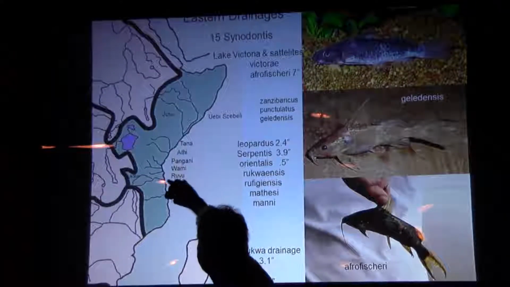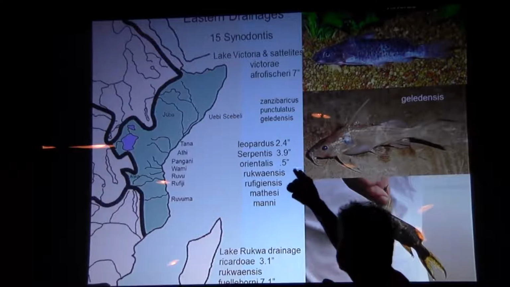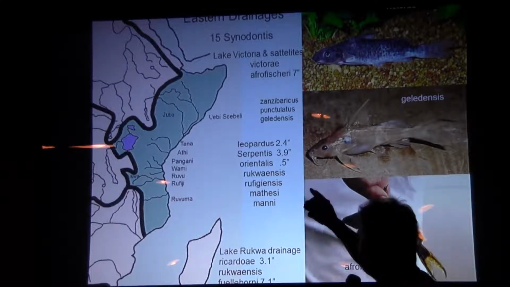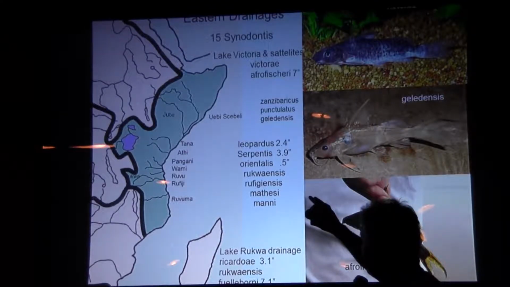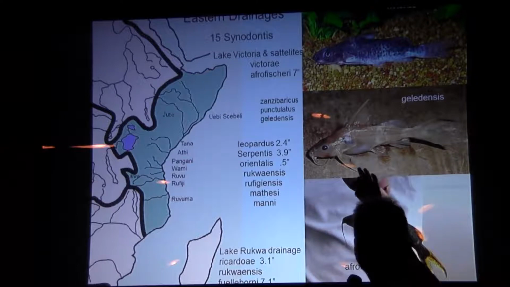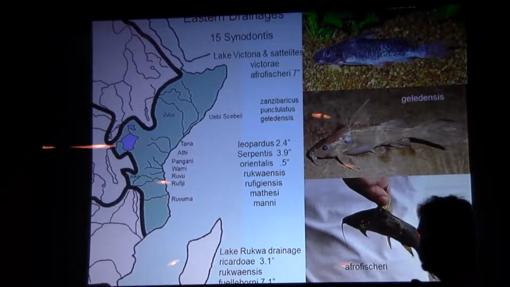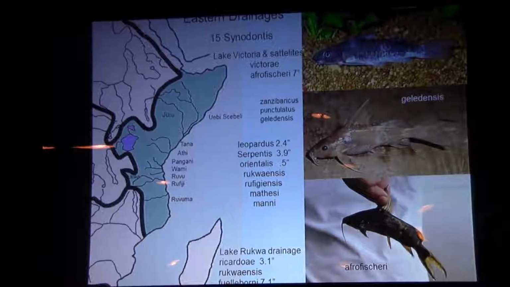All these little rivers here have some really cool little Synodontis in them. Leopardus, Serpentis, Orientalis all have really nice patterns. Rukwaensis is a big fish, just like this Geladensis. They get a red tail. The males get a big red tail, and they turn gray just like that. Rufigiensis and the Thesai mani.